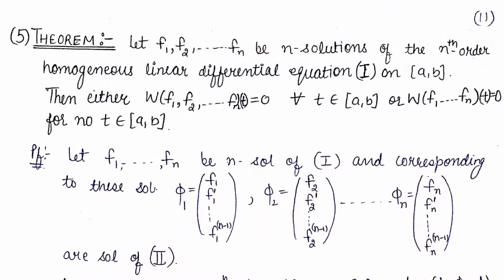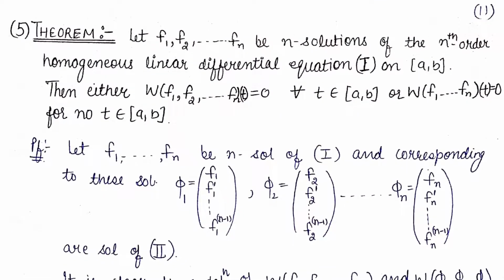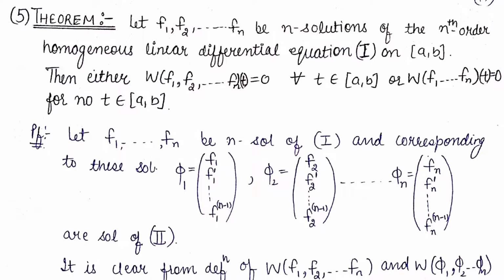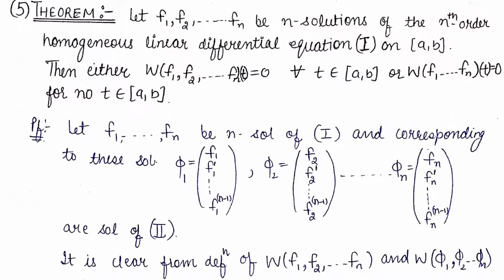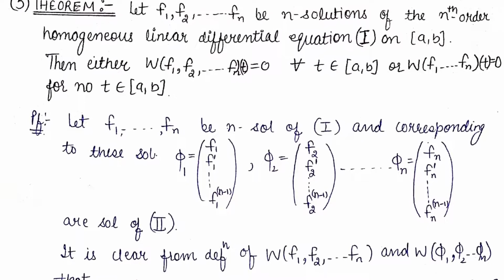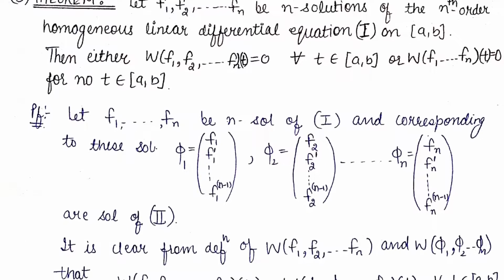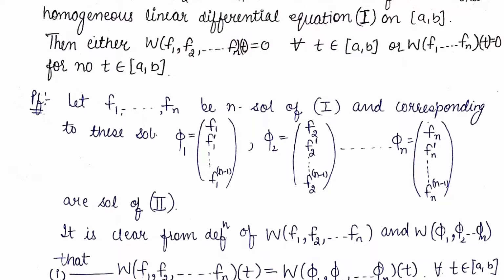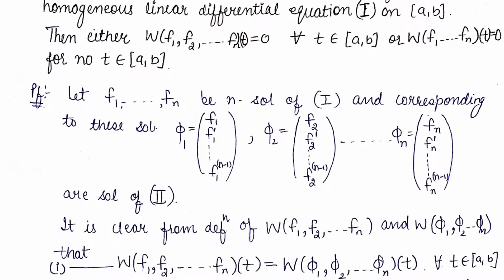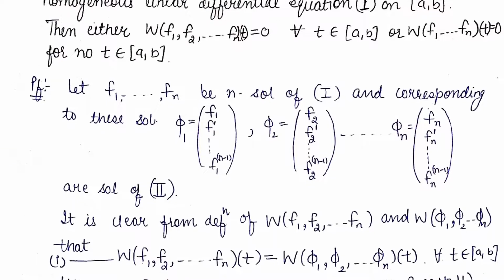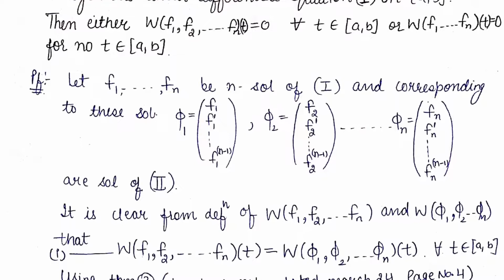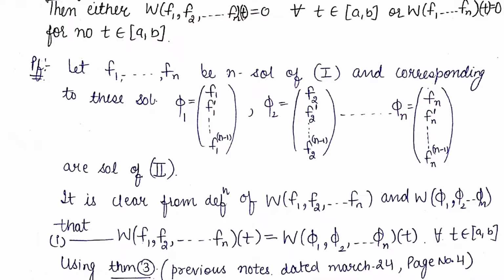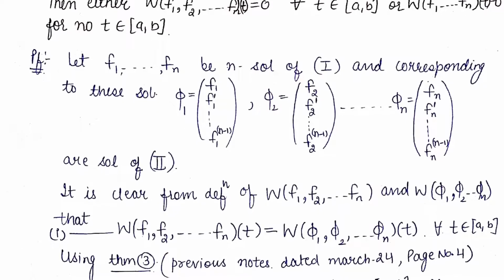So our next theorem, theorem number 5, is regarding the values of the Wronskian. In theorem 5, we take f1, f2, fn to be n solutions of the nth order homogeneous linear differential equation 1. And we will prove that either the Wronskian of these functions f1, f2, fn is equal to 0 for all t in (a, b), or the Wronskian W(f1, f2, fn)(t) is equal to 0 for no t in (a, b). That means either the Wronskian is always 0 for every point in the interval, or it will never be 0. So let's start the proof.